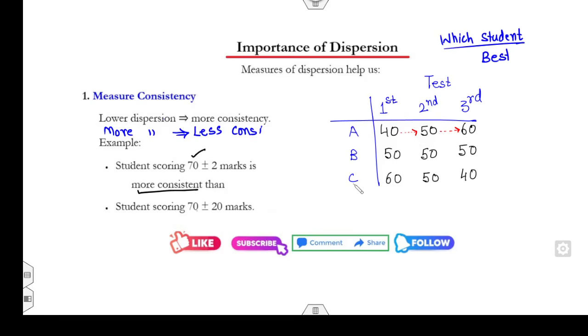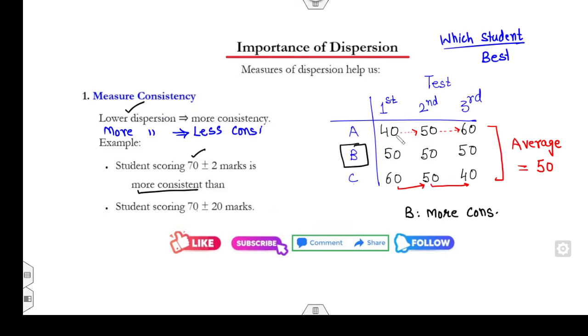While student C is continuously degrading their marks from the first test to the second and the second to the third. If you calculate the average of students A, B and C, clearly the average is 50 for A, B and C. So can you say all these three students behave similarly? Definitely not. Which of these three has the least variation? Definitely student B has less variation. Since it has lower variation, it is more consistent. That means student B is more consistent as compared to students A and C.